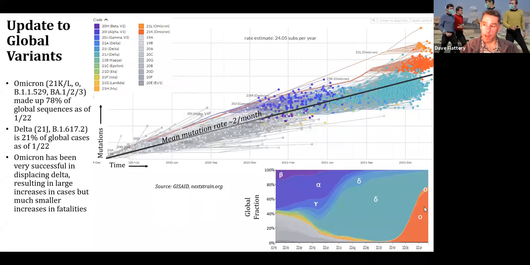It's gaining a little bit on Omicron BA.1. This is BA.2. It's still relatively small compared to the first version of Omicron. But between the two of them, they made up about 78% of the global sequences as of January 22nd. These lag a little bit; we'll see the CDC data from a little later than that. Delta is about 21%, basically the rest of the global cases, and declining. So Omicron has been very successful, obviously, as we've seen in all these graphs, in displacing Delta and resulting in large resurgences, but much smaller increases in fatalities are being observed.